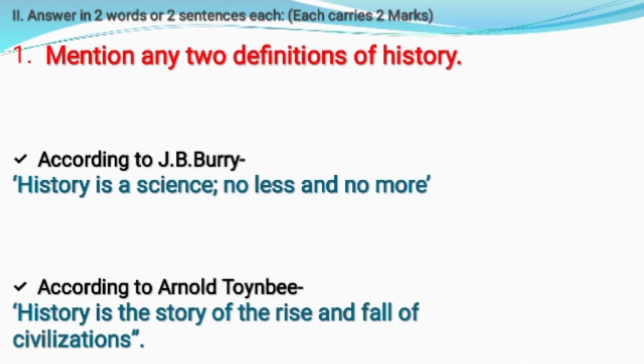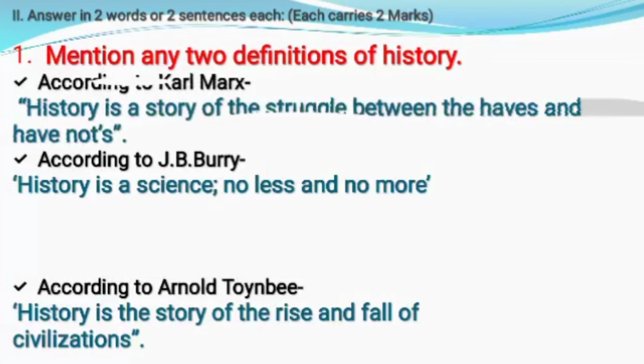Mention any 2 definitions of history. In your textbook, a total of 6 definitions are there. Write any 2. Here I am explaining 4 important definitions. The first one, the definition given by Karl Marx. According to Karl Marx, history is a story of the struggle between the haves and have-nots.